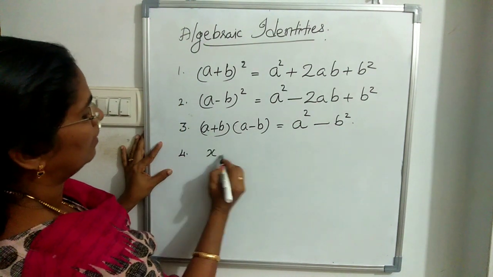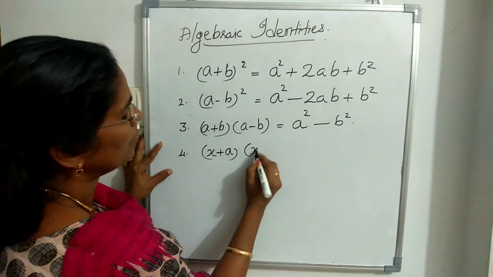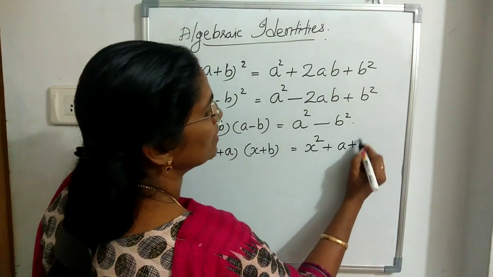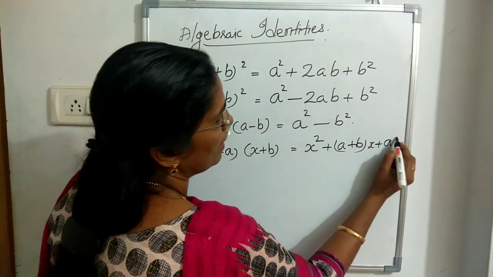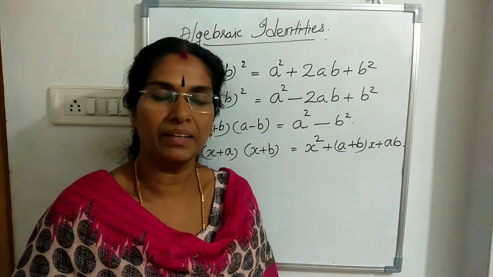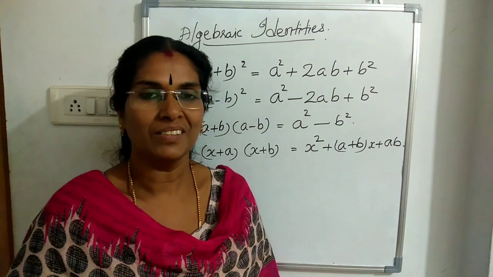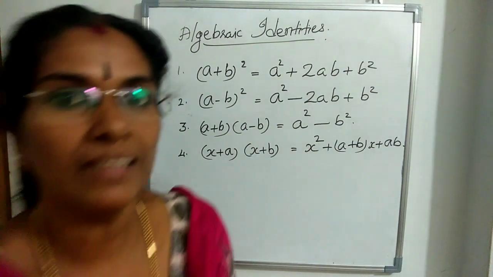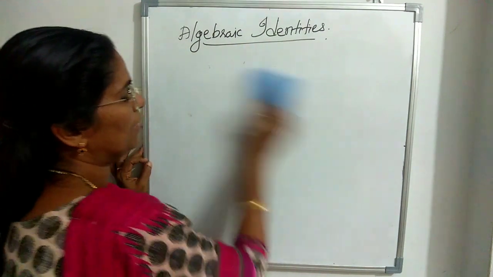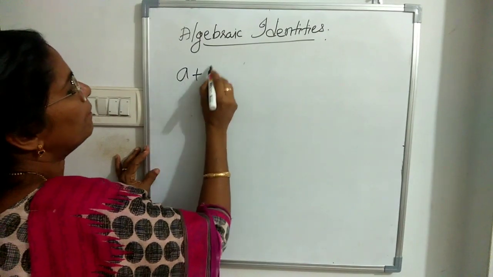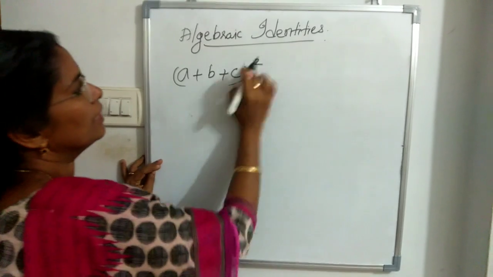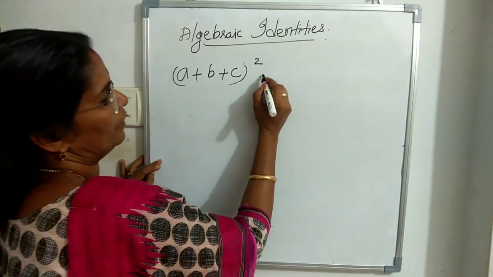The fourth one is (x plus a) into (x plus b) is equal to x square plus (a plus b) into x plus ab. These all identities we learned last year. Now this year also we have some identities we want to learn. The first identity of this year is (a plus b plus c) whole square. Three terms, a plus b plus c whole square.